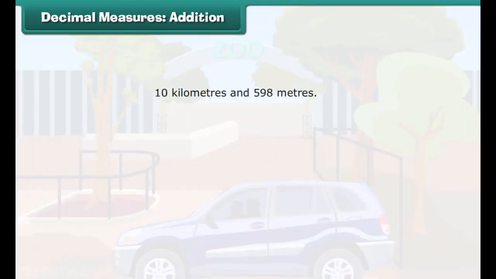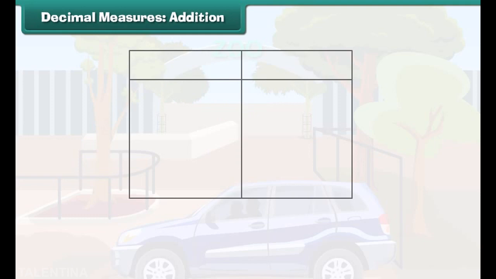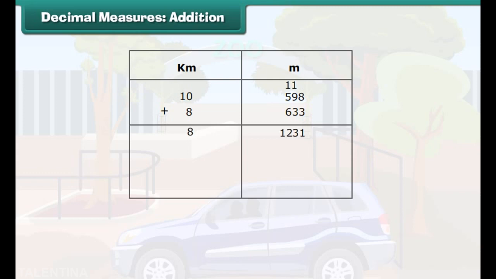The total distance covered by Ryan and his uncle can be calculated by adding both the distances. First, make two columns. In the first column, write kilometers, that is km, and in the second column, write m, that is meter. Write 10 under kilometers and 598 under meters. Below 10, write 8, and below 598, write 633. Now add it. The sum of 598 meters and 633 meters is 1231 meters, which is equal to 1 kilometer and 231 meters. Thus, 1 kilometer is added to 18 kilometers. In total, they have covered a distance of 19 kilometers and 231 meters.